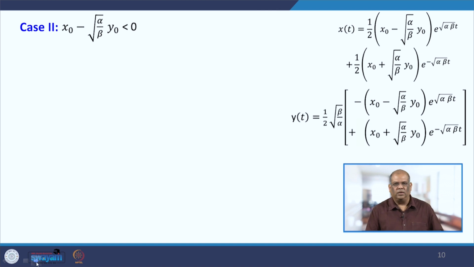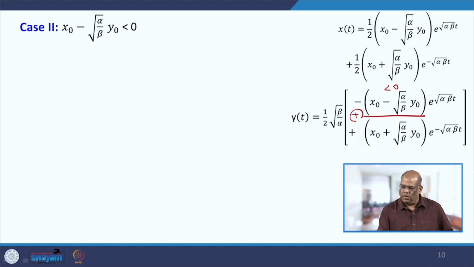So, in the second case we take that when x0 minus root alpha by beta y0 is less than 0. So, then what happens? If this is less than 0, then from here you see that this is less than 0, and with this negative sign this whole thing becomes positive. So, this whole expression along with this negative sign becomes a positive quantity. This is also a positive quantity. This is again a positive quantity. This is again a positive quantity.